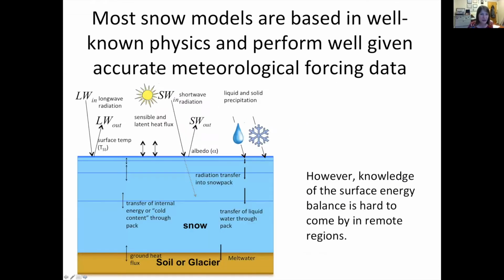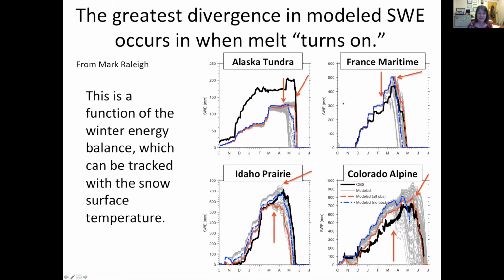I just wanted a quick graphic to say that most snow models we're using are based in well-known physics, and they perform well given accurate meteorological forcing data. That said, everywhere we work, we have a hard time coming up with a good estimate of that data. If you look again at these model simulations, all the different gray lines, you'll see that where the models diverge is actually this critical point where all the red arrows are pointing, when melt turns on. So the next thing we want to know after we know how much snow is on the ground is when the melt turns on.